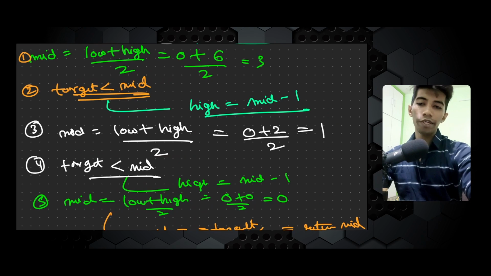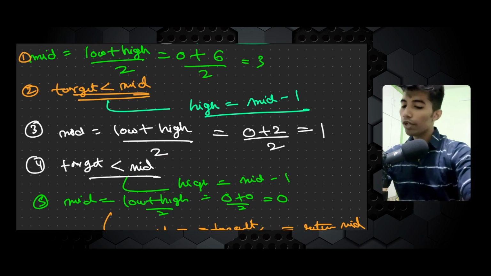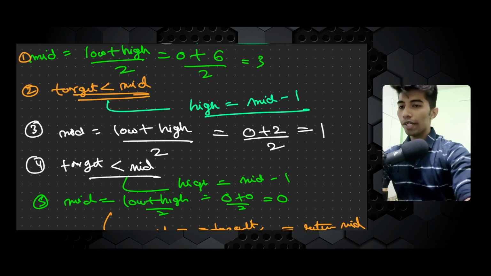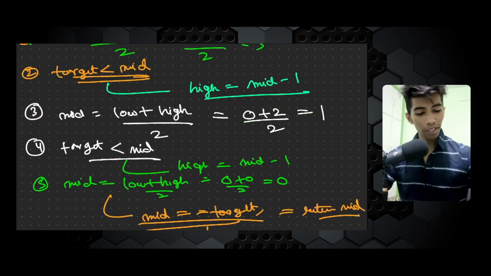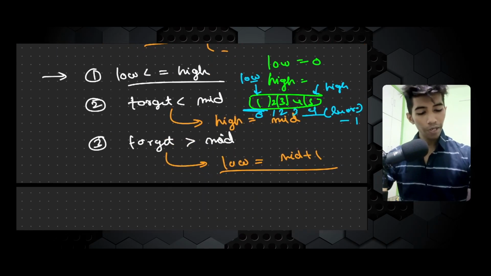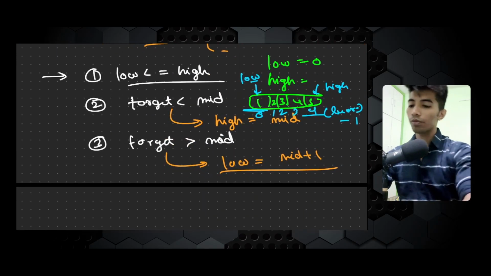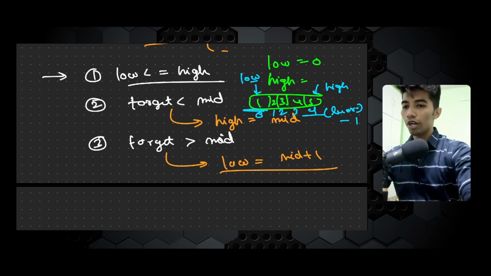So now let's move further and do this question. Remember this again, my low should be lesser than or equal to high. Only till then will this loop be running. Okay, so now we will be in a position to solve this problem. We are in the position of solving this problem, so let's go and solve this one.